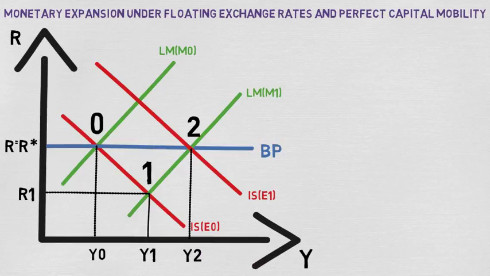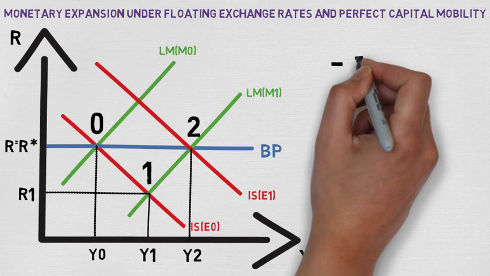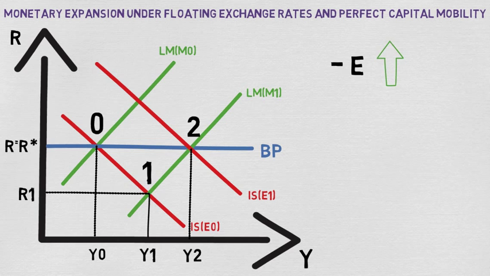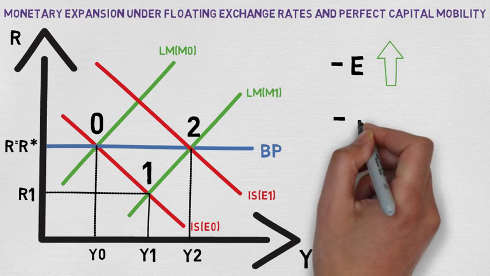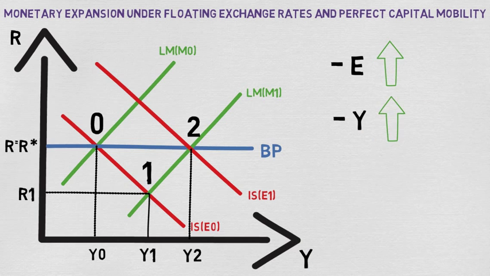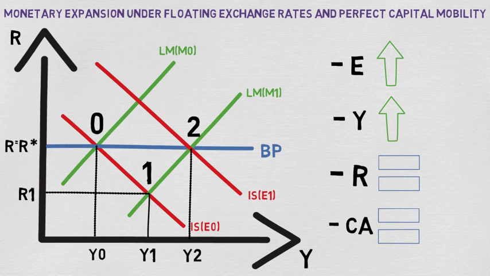from Y1 to Y2. Since there is no overall change to the interest rate, the capital account remains the same, and therefore for the balance of payments to still equal 0, the current account doesn't change either. So overall, we have seen a depreciation of the nominal exchange rate, an increase in the level of income, no change in the real interest rate, and no change in the current account.